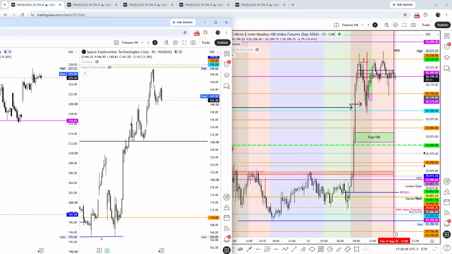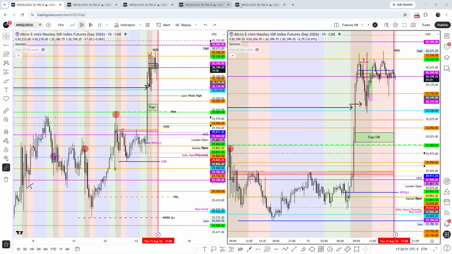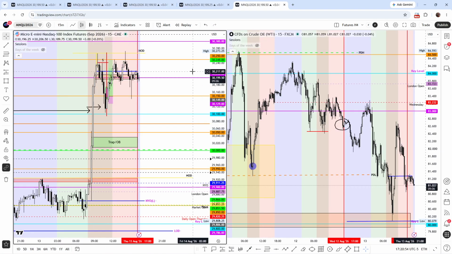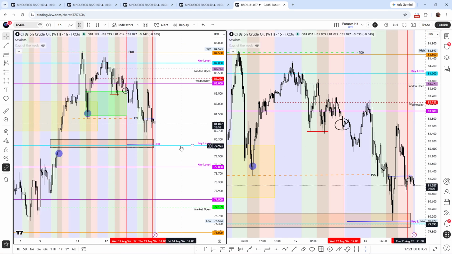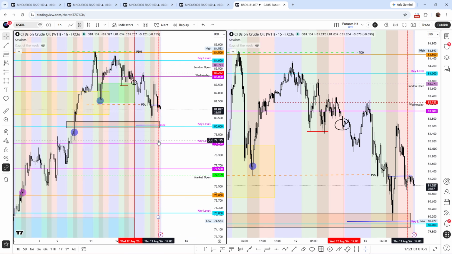Anything else? Let me think about with oil here really quick. Let's go back and look at this really quick. Oil, we're still seeing. Let's see here.